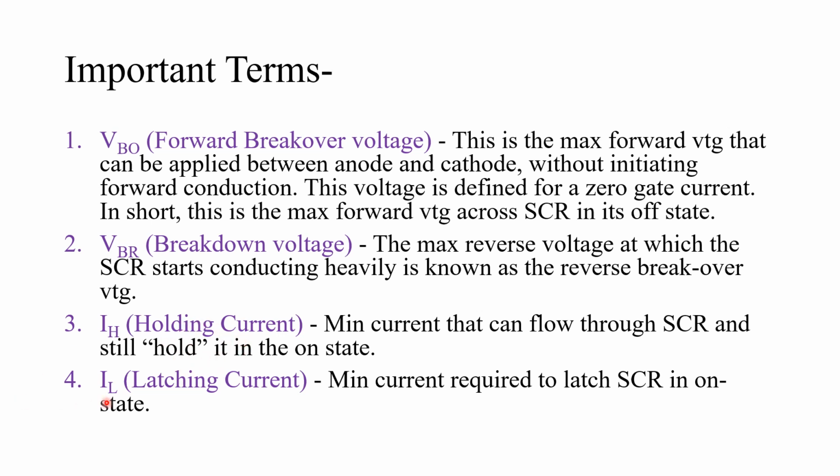Whereas latching current is the minimum current required to latch SCR in the on state. That means to bring it into the stable state. When the SCR is in a stable state, it is completely turned on. That current is called latching current, and the current which is required to hold it in the on state is called holding current. We'll see the difference between these two in the next slide.